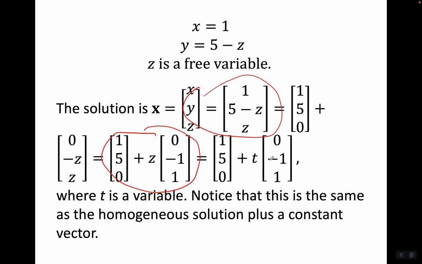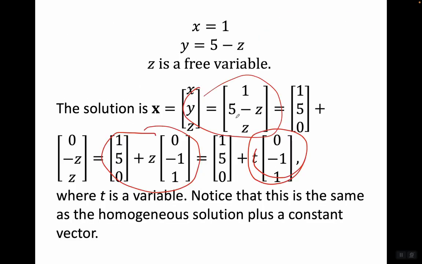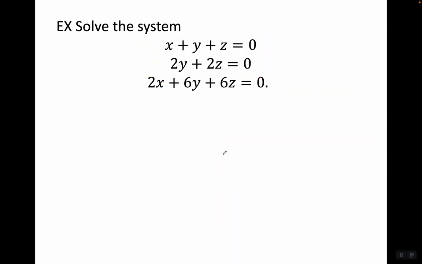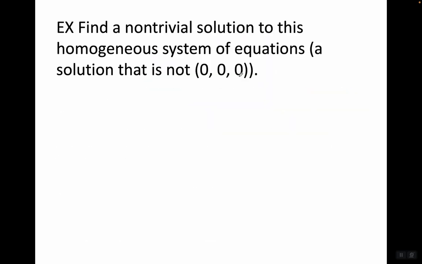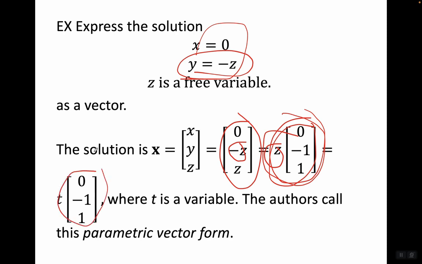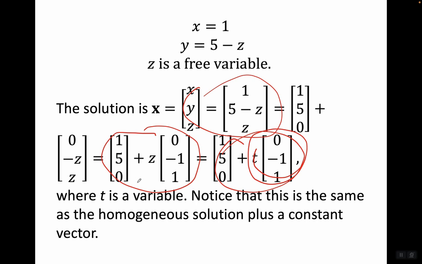Notice this is the same as the homogeneous solution plus a constant vector. Remember, when we were dealing with the same system of equations, the homogeneous equivalent, the solution vector looked like this: t times (0, −1, 1). So here's the upshot. The solution to the non-homogeneous system is the same as the solution to the homogeneous system. You just have to throw in a constant vector.